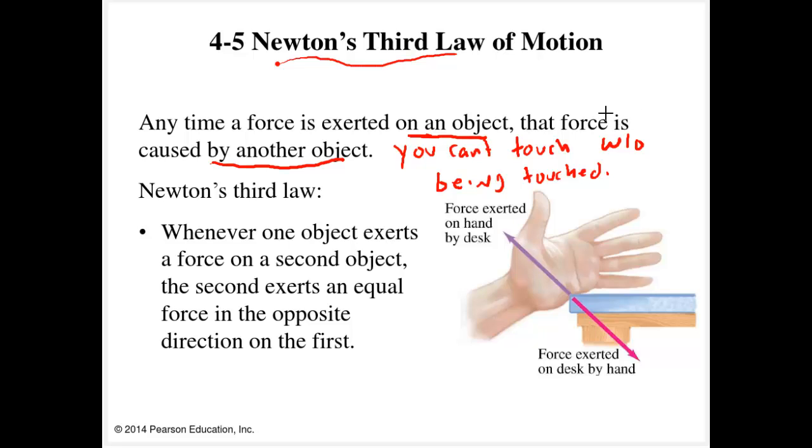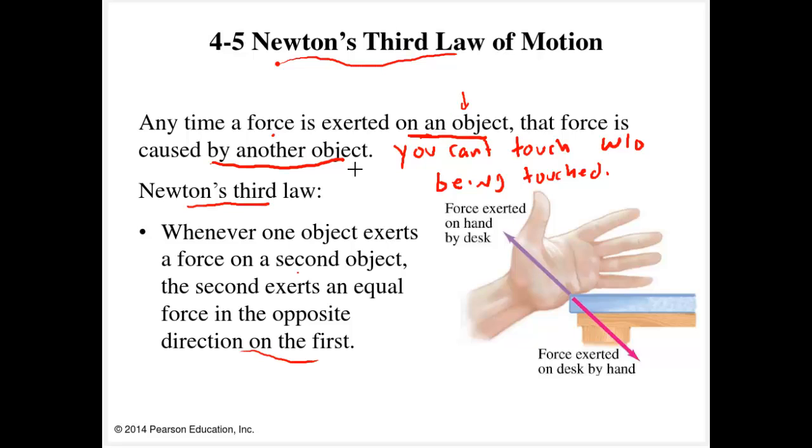If I put my hand on the desk, I feel the desk also feels me. So anytime there's a force exerted on my hand, it must be caused by another object. It cannot come from within my hand. More concisely, Newton's third law says whenever an object exerts a force on a second object, the second object exerts an equal and opposite force, or an equal force in the opposite direction of the first.